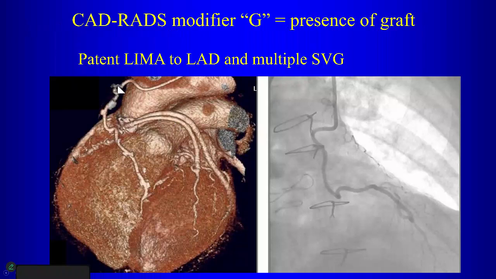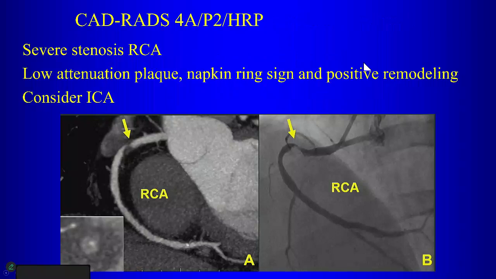And if there are bypass grafts, then you would try to evaluate those too. This person has a Lima graft here to the LAD, and there are multiple saphenous vein grafts. You only have to evaluate the native vessel distal to the bypass graft. Obviously, there's going to be lots of disease proximal to that. That's why the patient was bypassed. So you only evaluate the vessel distal to the bypass graft.